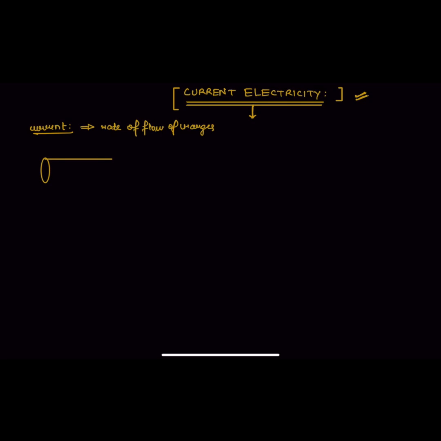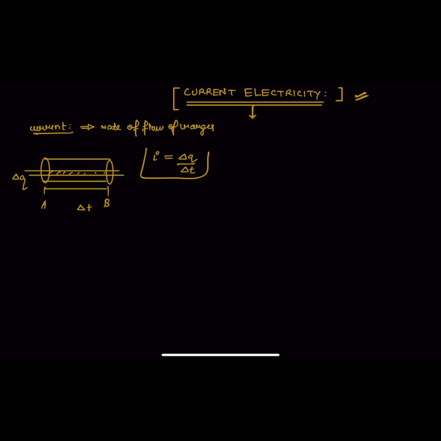Like if we take a conductor like this, let us assume this is the wire that we have in our connections at home. If some charge is being flowed through this wire, let's say delta Q, and the time taken for this charge to reach from this point A to this point B is delta T, then the current flown will be delta Q over delta T.